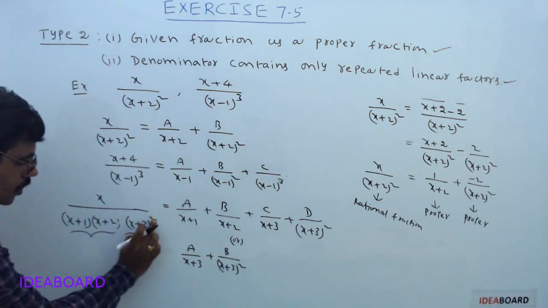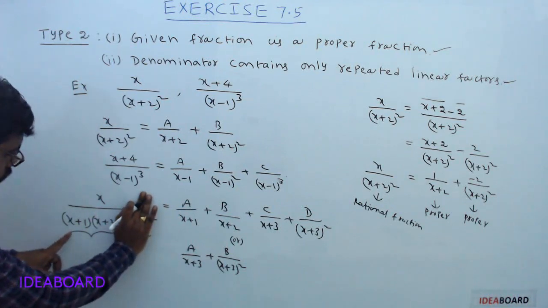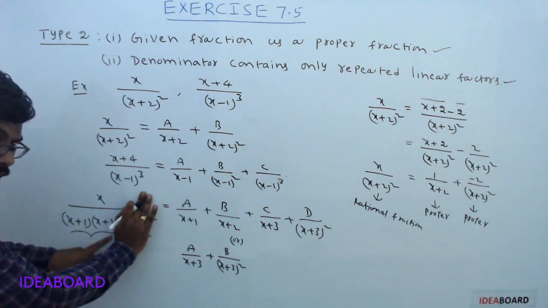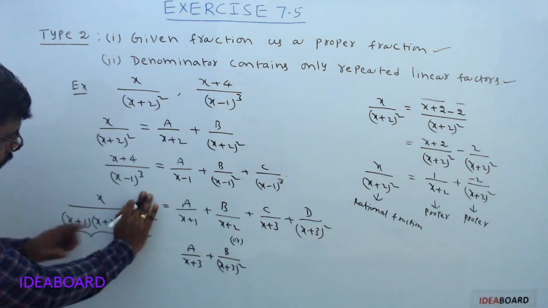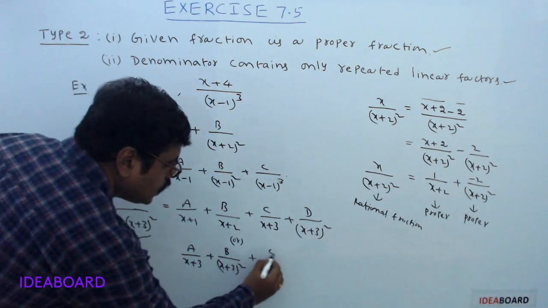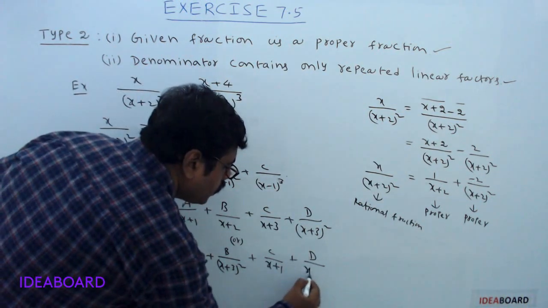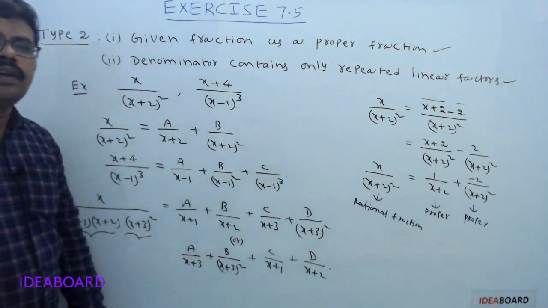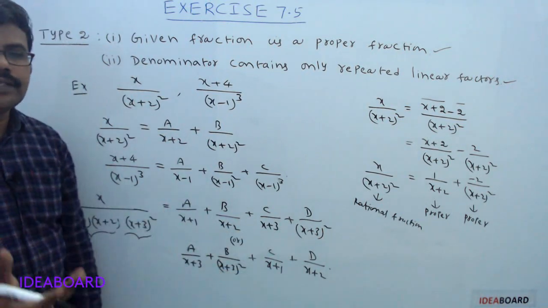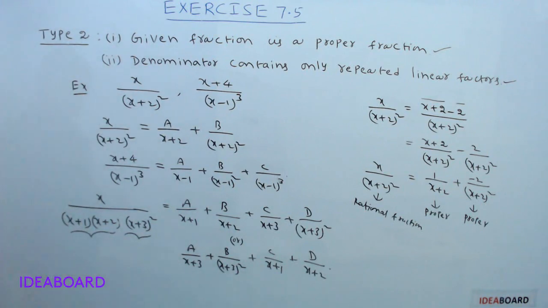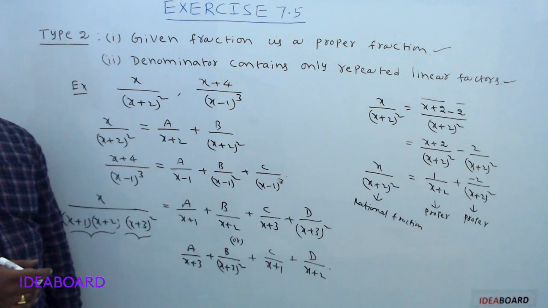Then close these repeated linear factors. Then you write down the partial fractions of these non-repeated linear factors. Now what are the partial fractions corresponding to these non-repeated linear factors? c divided by x + 1 plus d divided by x + 2. So you can follow the first method or second method. That is your choice. It is the combination of type 1 and type 2 partial fractions.